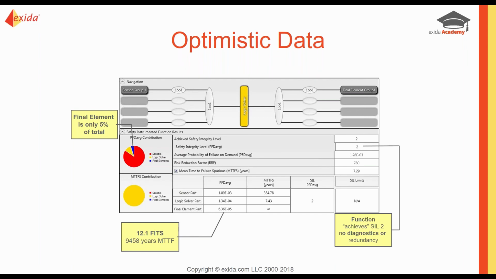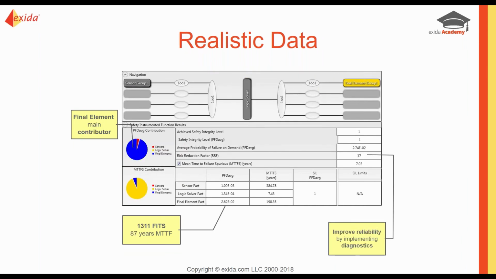So, like I said, this will raise an eyebrow. This is what I would consider extremely optimistic data. I got these numbers by entering my own failure rate data into Excelentia, overriding what was normally there. And as I said, I would consider this extremely optimistic data. So I wanted to then show you what realistic data would look like.